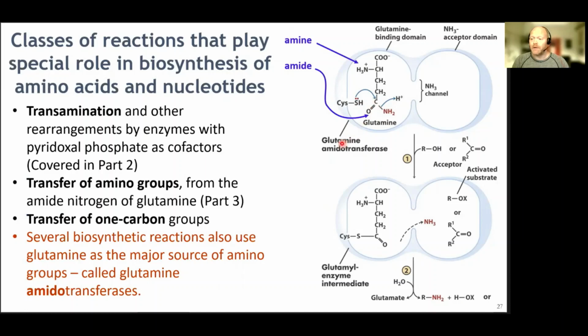Now, glutamine amido transferases have two domains. One binds glutamine and one binds the amino group acceptor. The amino group is transferred through a specialized ammonia channel that keeps the reactive and potentially toxic ammonia from converting to ammonium and escaping. The end result of the reaction is glutamate, amines with one or two carbon chains attached, and either an alcohol or water. The outcome depends on the activated substrate.